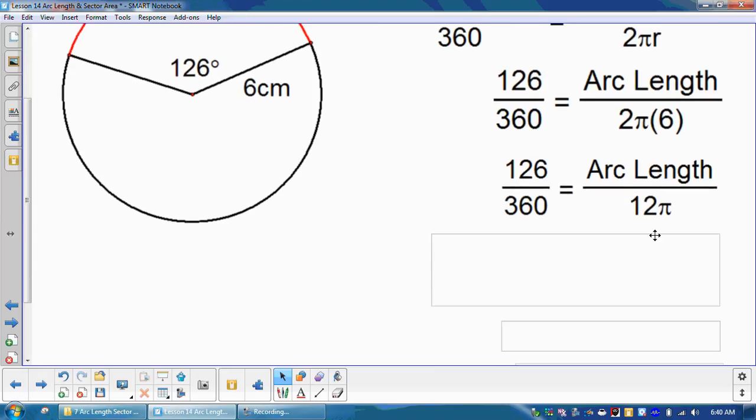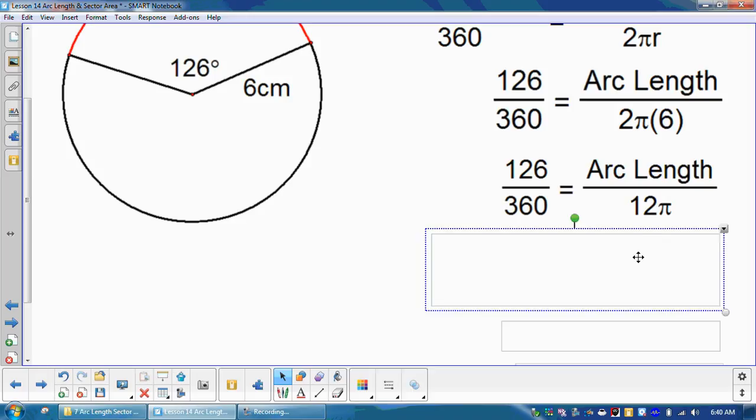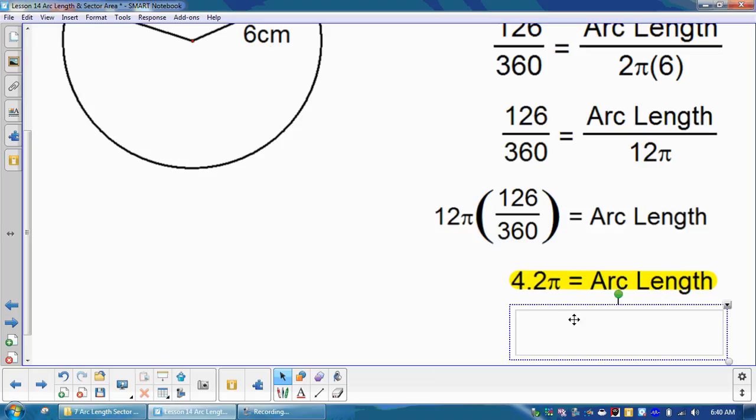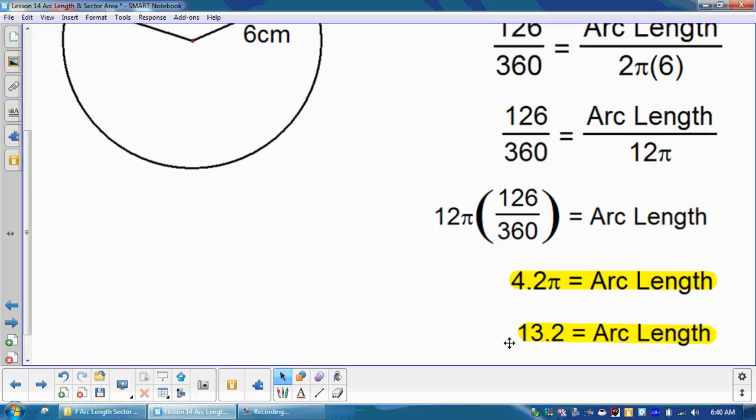I'm not going to multiply yet by pi. I'll wait for the end. Multiply both sides by that 12 pi. In my calculator, I'm going to do 126 divided by 360, then multiply that by 12, and I get 4.2. If I leave it like this, this is in terms of pi. So if I'm asking you to leave in terms of pi, we leave it like this. It's actually 4.2 pi centimeters. And then if I ask you to multiply through, we can multiply 4.2 times pi, and you'll get that the arc length is 13.2 centimeters.